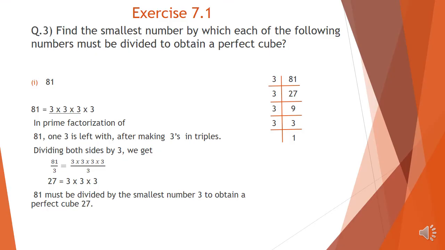Question number 3. Find the smallest number by which each of the following numbers must be divided to obtain a perfect cube. First number is 81. So here children, we have to first prime factorize the number 81.